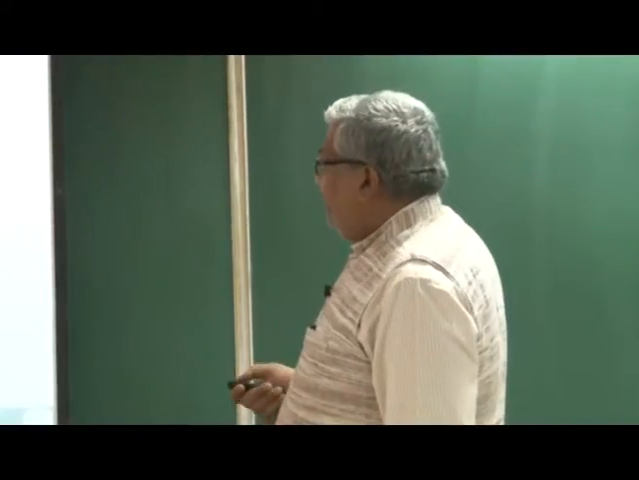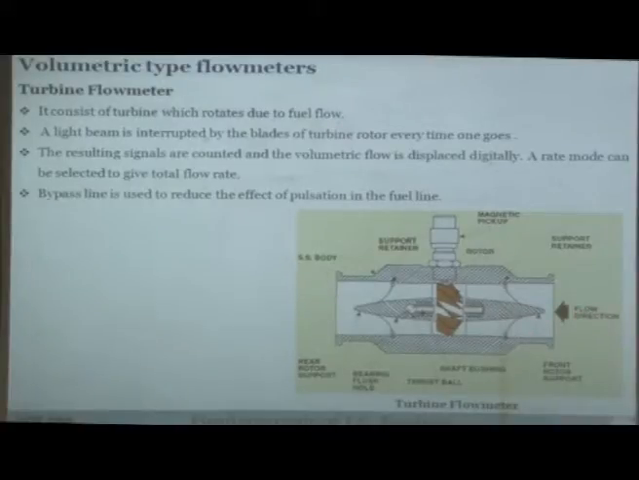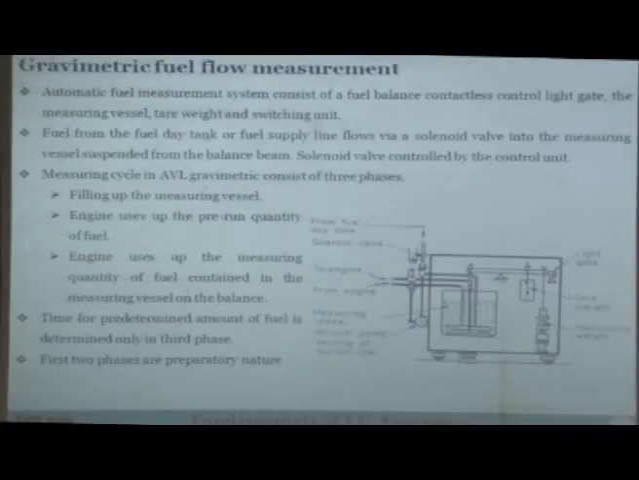It's quite accurate. Disadvantage: it requires constant back pressure in order to avoid cavitation. Constant back pressure means there should be sufficient pressure upstream. Downstream, if the fuel consumption is more, there may be some cavitation, and that can really lead to errors. Its accuracy is also adversely affected by bubbles in the liquid, so you should not have any bubbles. And it is sensitive to change in fluid viscosity. So these are the three negative aspects of the flow meter. This is all as far as the volumetric flow rate measurement is concerned.